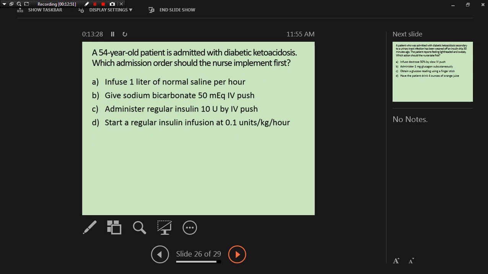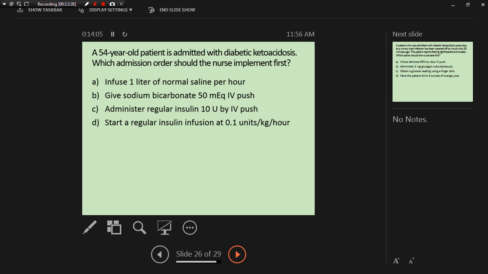So a 54-year-old patient is admitted with DKA. Which admission order should the nurse implement first? Infuse 1 liter of normal saline, give sodium bicarb, administer regular insulin 10 units IV push, or start a regular insulin infusion. So with DKA, we are giving fluid first, okay? So we're going to give 1 liter of normal saline per hour, okay? We're not always going to give sodium bicarb unless the pH is less than 7. We might consider doing regular insulin. We might give them a push.